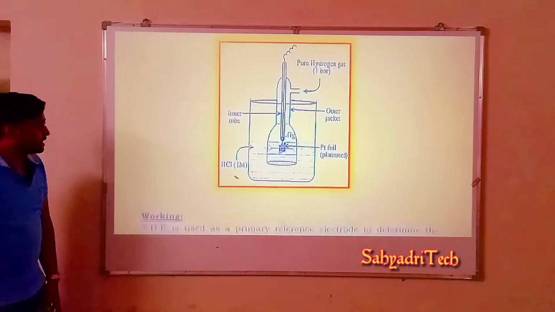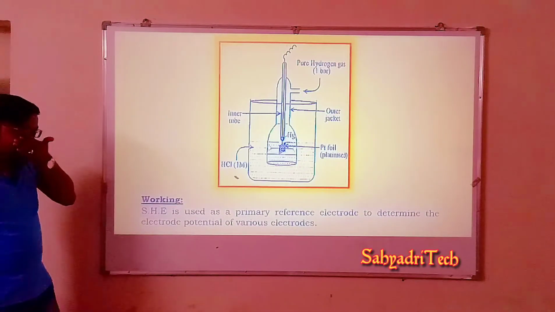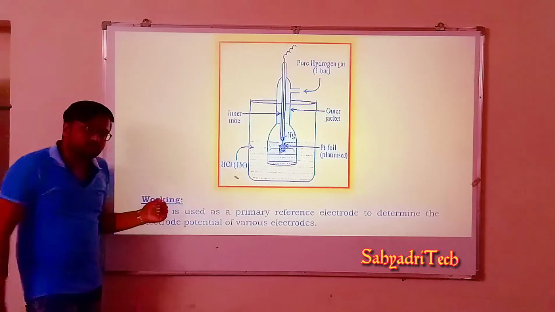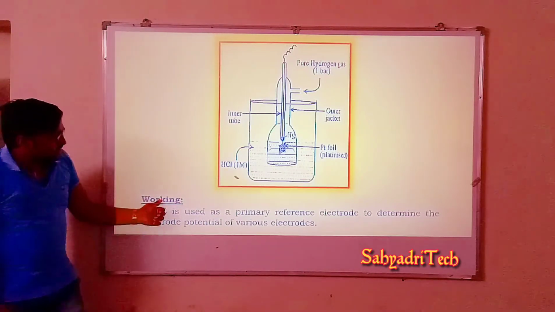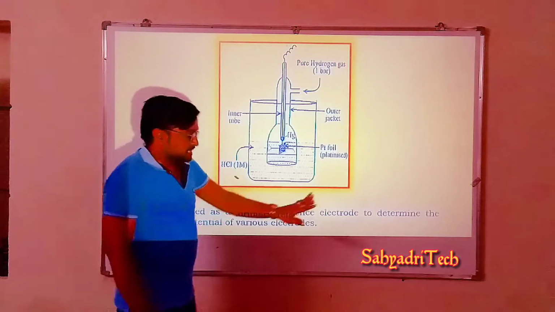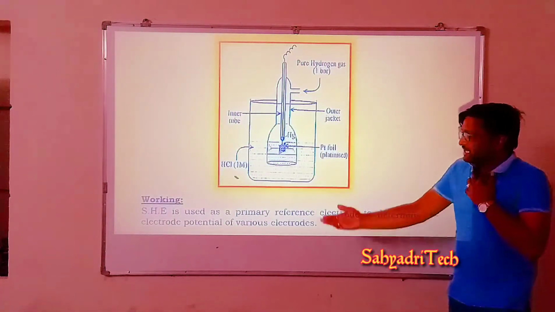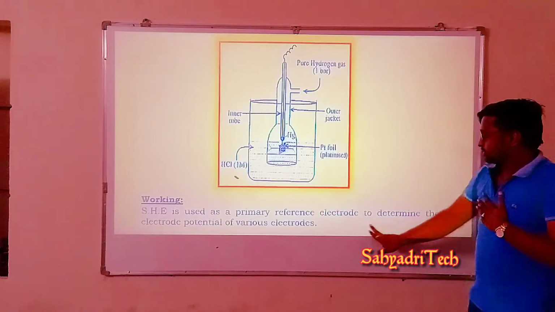If I consider working of SHE, how it works means the hydrogen electrode, it works as a primary reference electrode. So how it is used or how it works means it acts as a primary reference electrode.